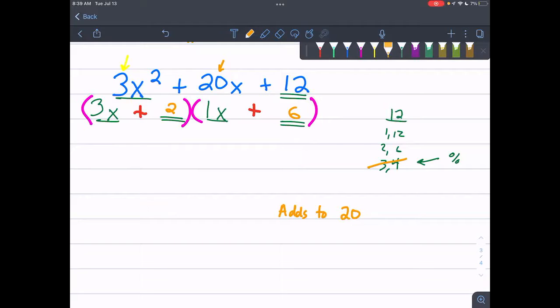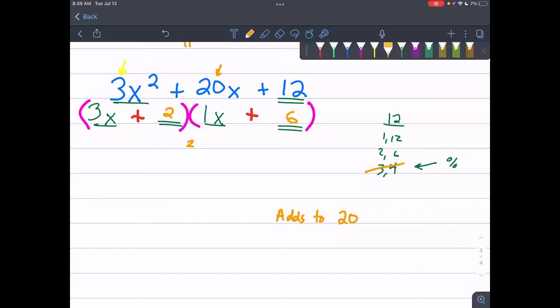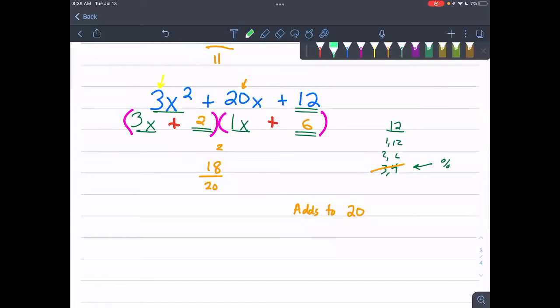So when we multiply in the middle, 2 times 1, we get 2. When we multiply the outside, we get 18, and that does add to 20. So a little bit of trial and error.